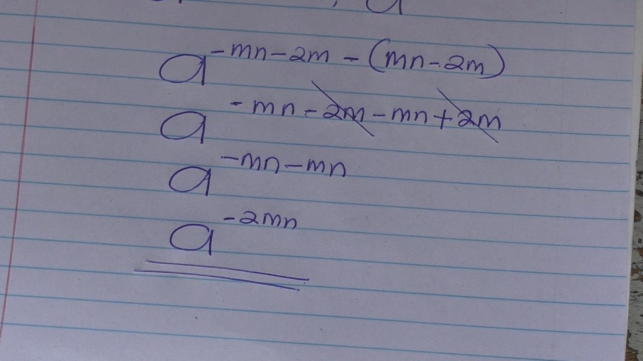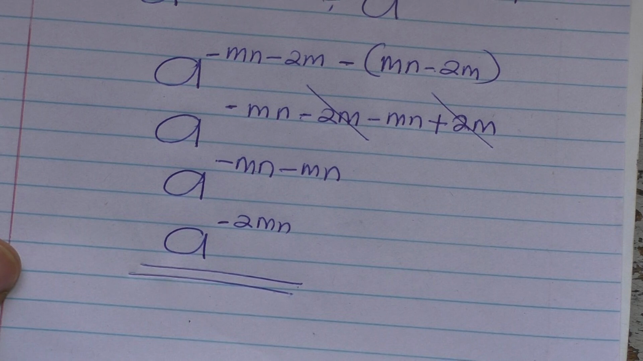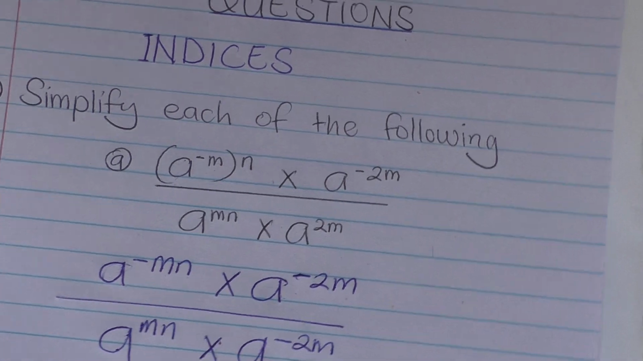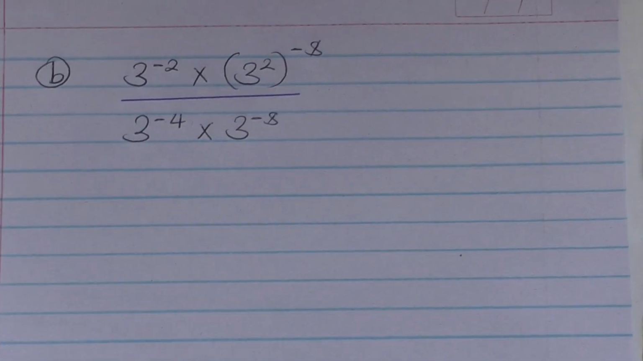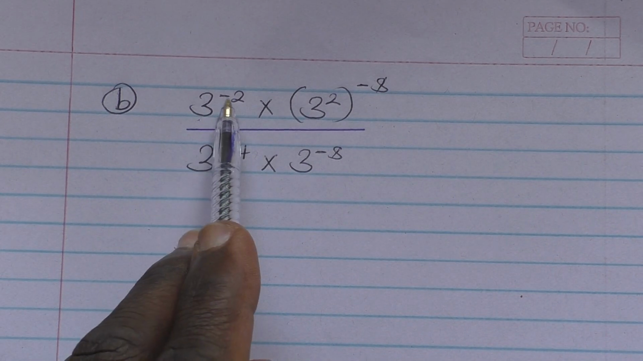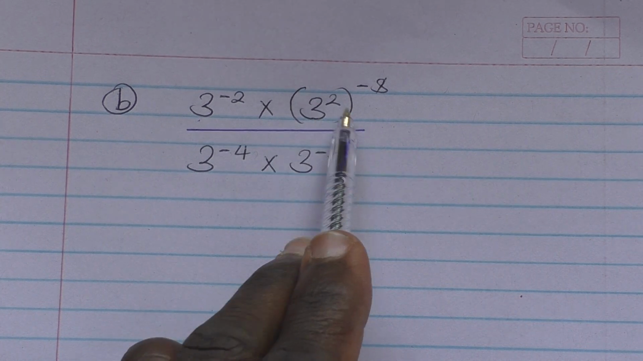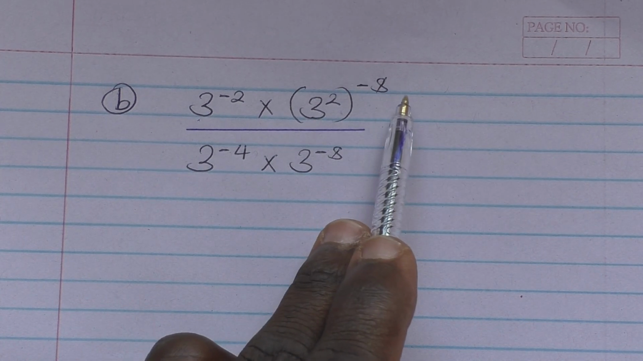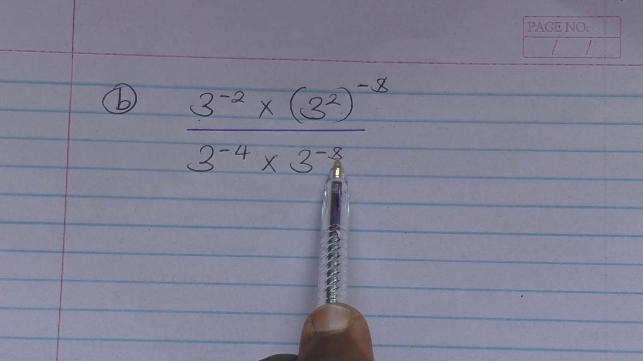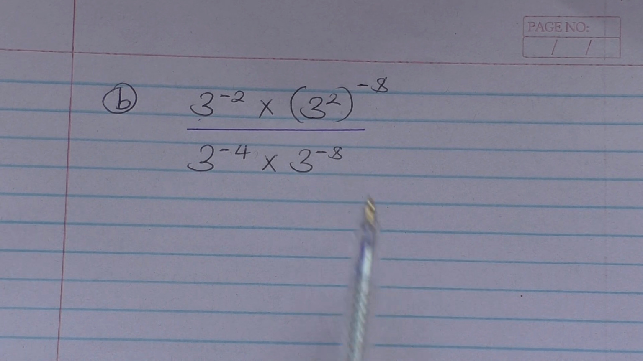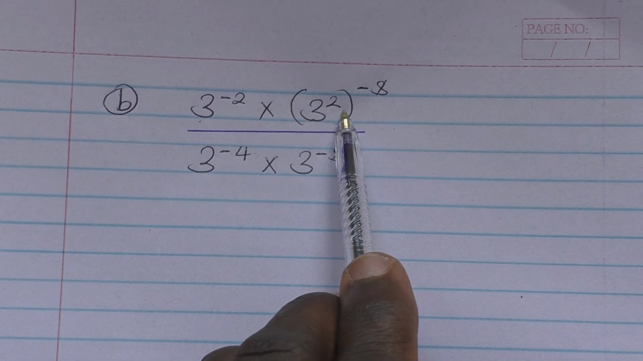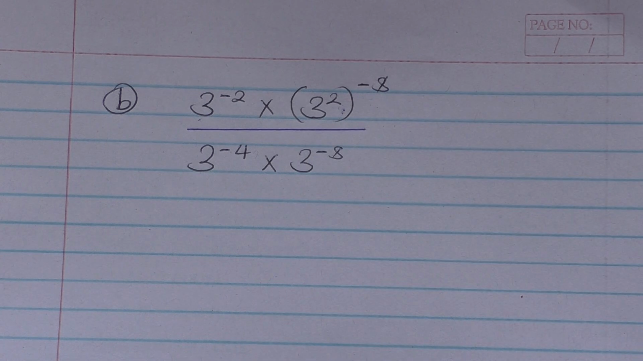So that is how we shall simplify that. That has been our first part. We now come to our second part. Remember, the question says simplify each of the following. Part B. In part B, we are given 3 power negative 2 times 3 power 2 power negative 8, divided by 3 power negative 4 times 3 power negative 8. So the first step here is to deal with the one that has more than 1 power.